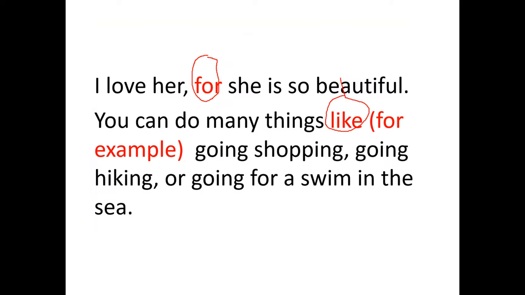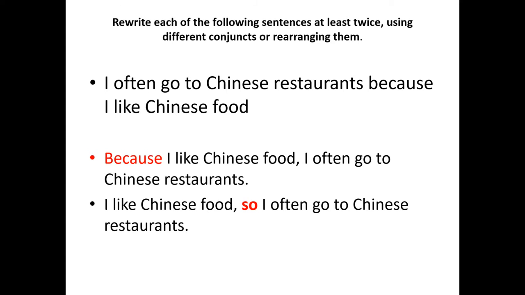Okay, this is an example. You see, this is an exercise for you. Rewrite each of the following sentences at least twice, using different conjuncts or rearranging them. For example, I often go to Chinese restaurants because I like Chinese food. Because I like Chinese food, I often go to Chinese restaurants. I like Chinese food, so I often go to Chinese restaurants.